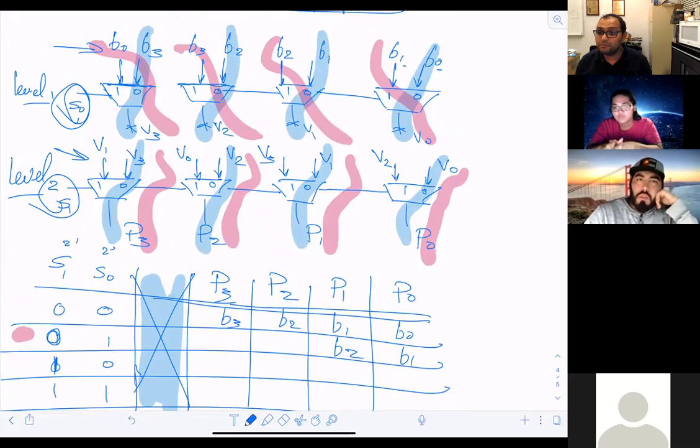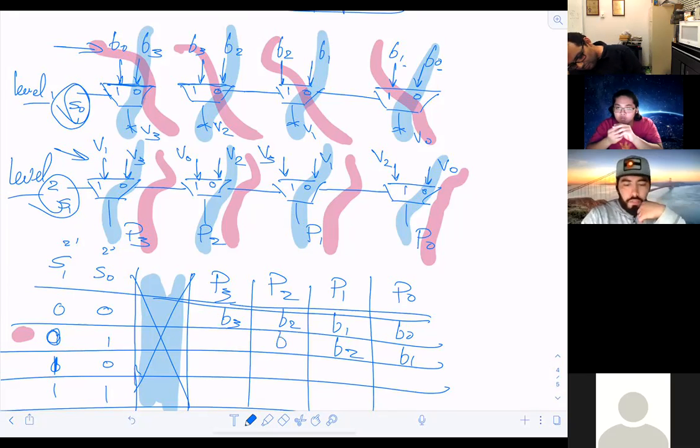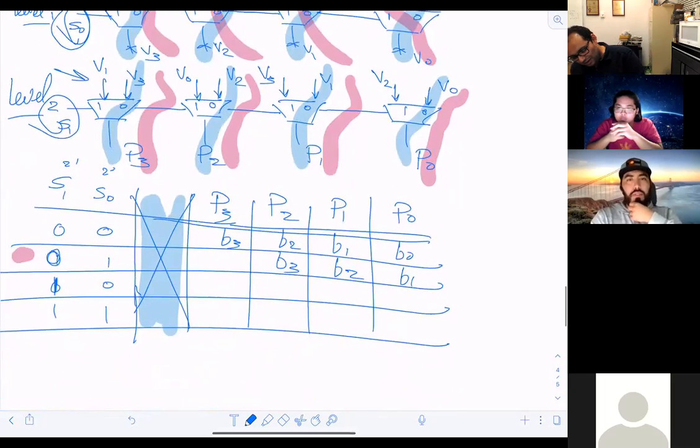V2 is B3, right? And V2 is P2. So P2 is what? B3. V3, the moment of truth. So let's go into this one. V3 is what? B0. V3 is actually P3. P3 is what? B0.